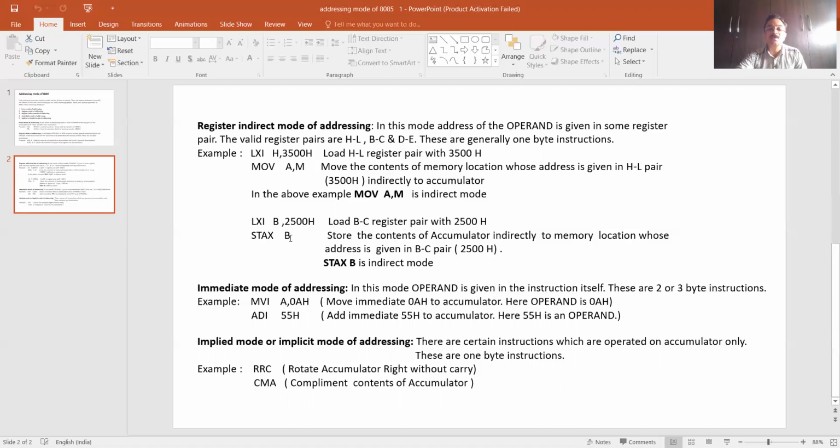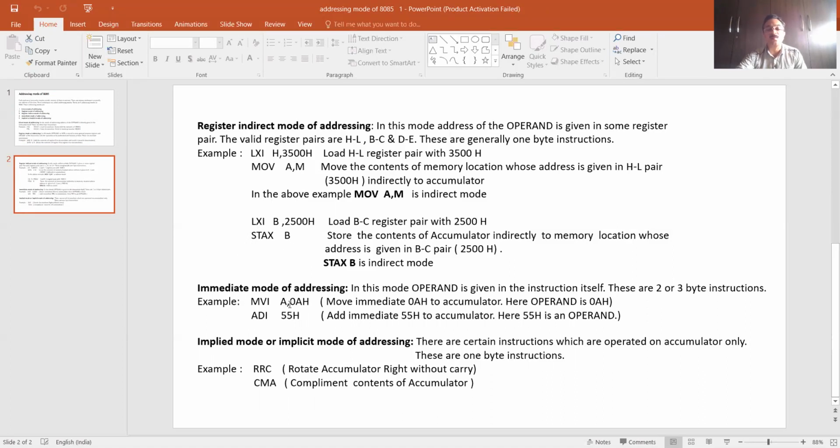So before using any indirect mode of addressing instruction, first we have to load the memory address to some register pair. Okay, so these are the two examples of register indirect mode of addressing. Now, register indirect mode of addressing instructions are 1 byte instructions. This MOV A, M is a 1 byte instruction. Similarly, STAX B is also a 1 byte instruction.